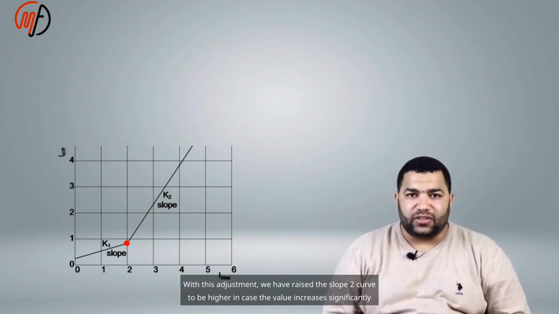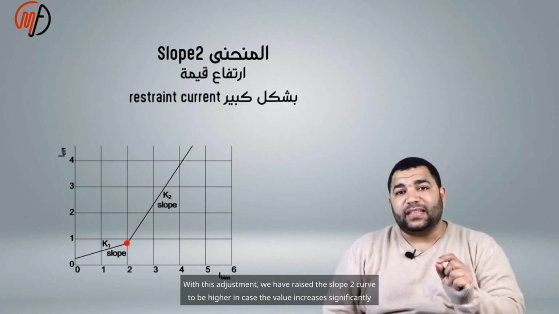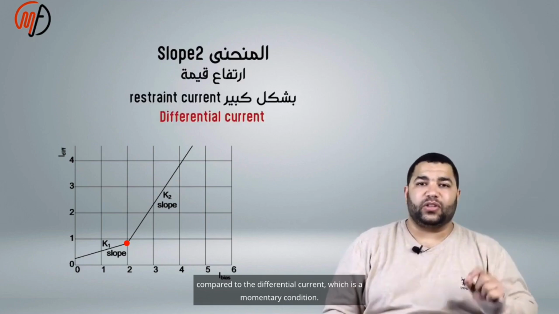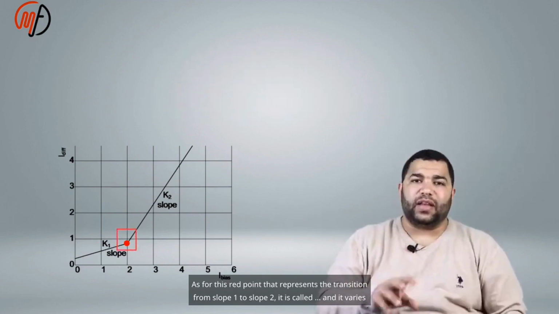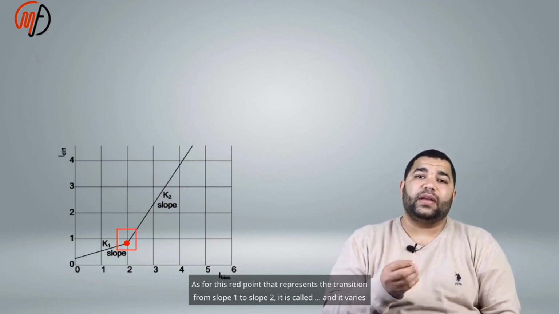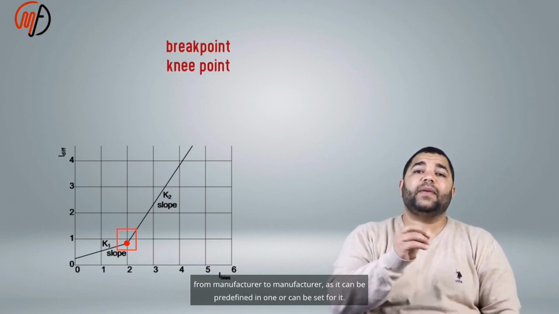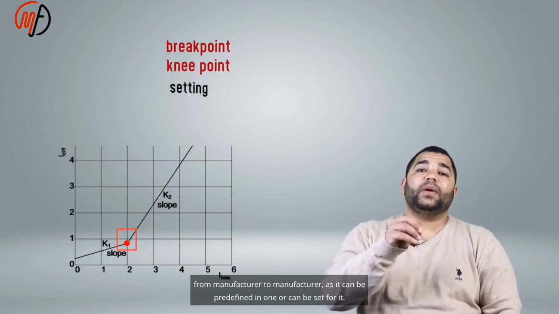With this adjustment, we have raised the slope 2 curve to be higher in case the value increases significantly compared to the differential current, which is a momentary condition. As for this red point, which represents the transition from slope 1 to slope 2, it varies from manufacturer to manufacturer, as it can be predefined in one or can be set in another.